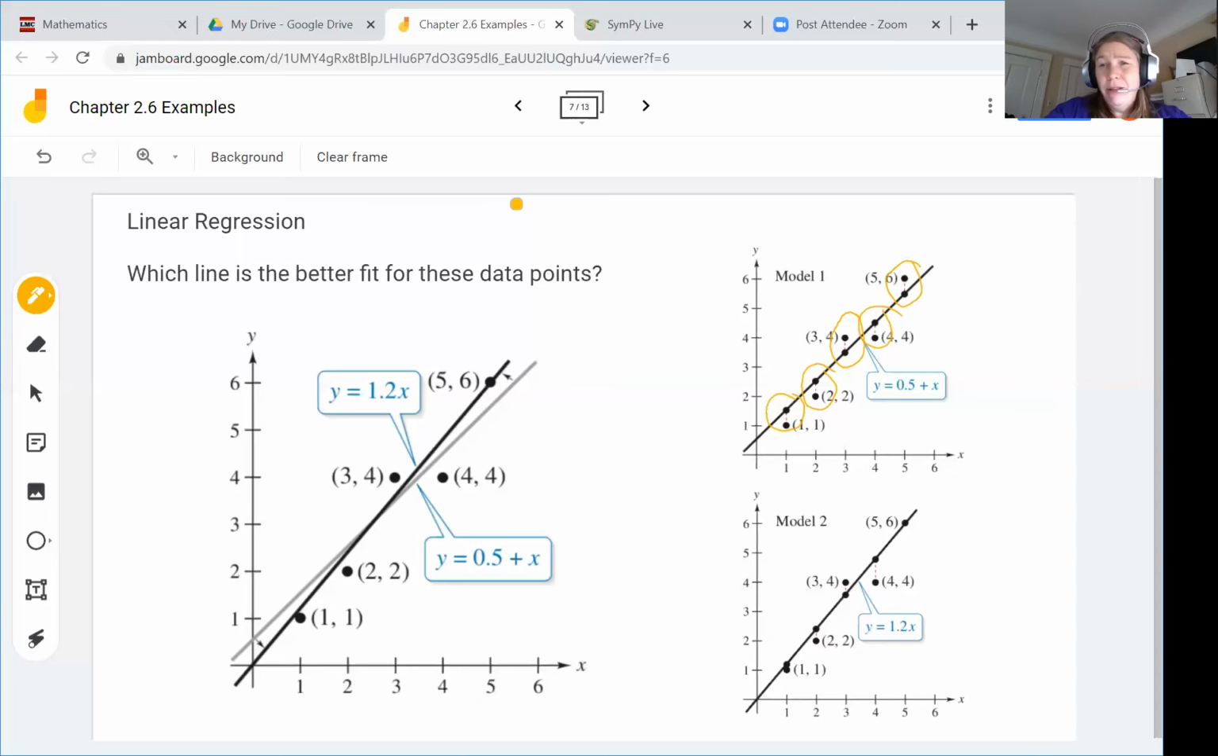The more commonly used method is to square the errors. We know squaring values makes them positive, so we're going to look at that approach in this example, and that's what's most commonly used by statisticians.